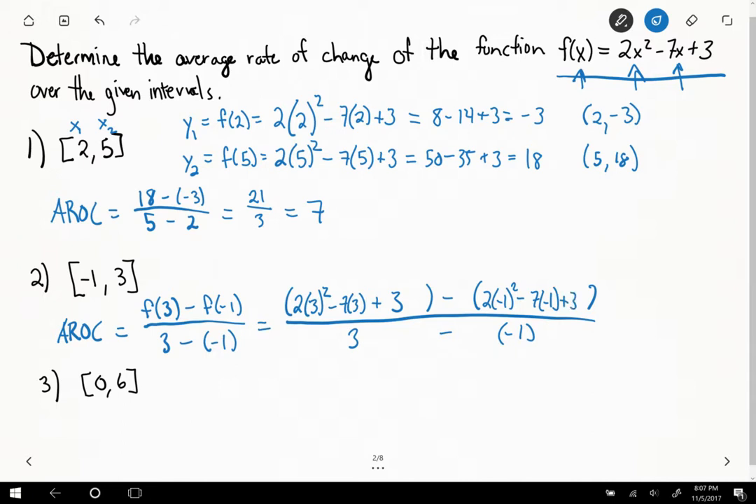Now, since we're subtracting all of f of negative 1, notice how that second piece was all in parentheses. That's because we had to distribute that minus sign. So if you're going to use a shortcut, just be careful when you're using it. That's all that I ask.